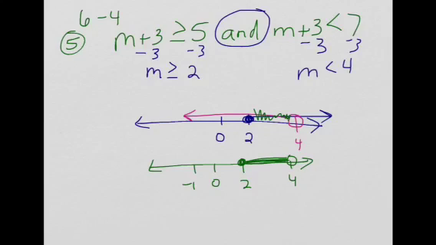So when we do our set builder notation, we want to do 4 and 2. M is in between. M is less than 4, but it's greater than or equal to 2. Set builder notation.